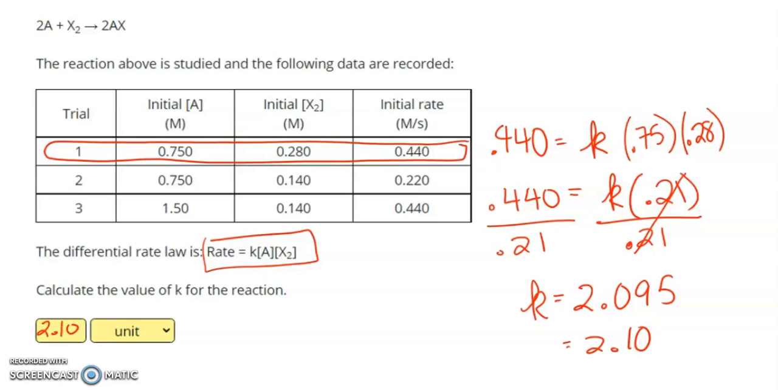But now I need the unit. Overall, this is a second order reaction because A is first order and X2 is first order. So I need the unit for k for a second order reaction, and that's M to the negative 1, s to the negative 1. So that's my unit for k, M to the negative 1, s to the negative 1.